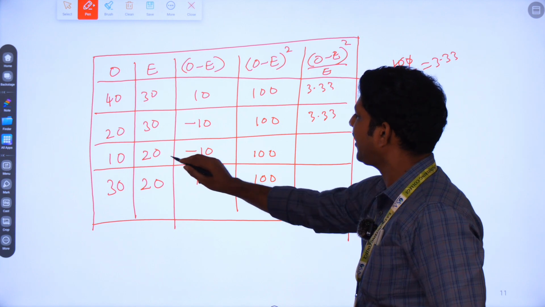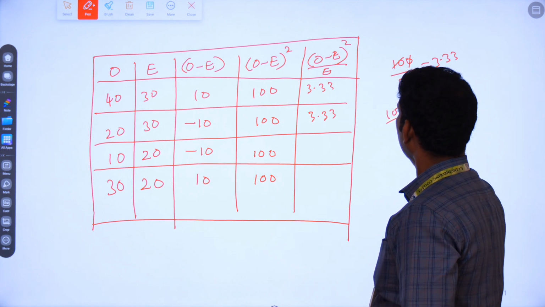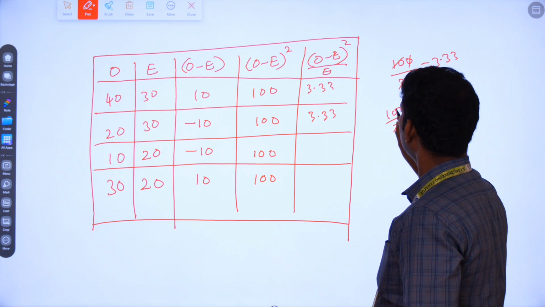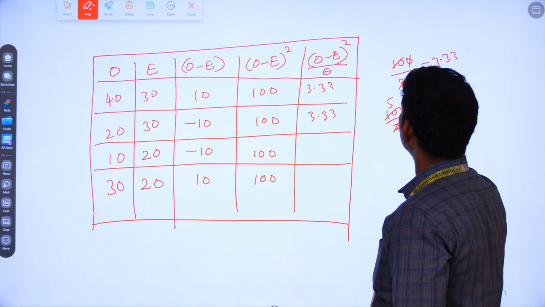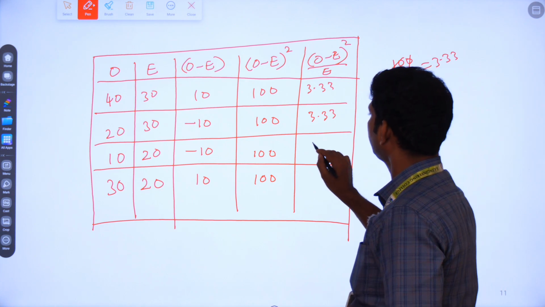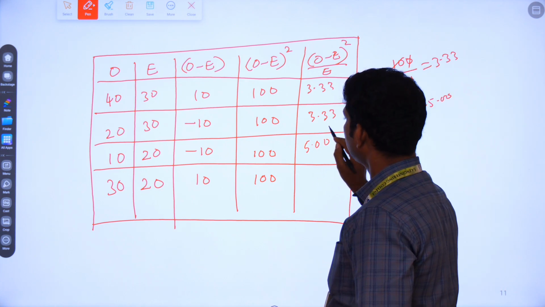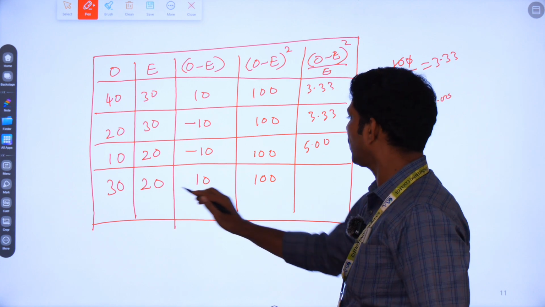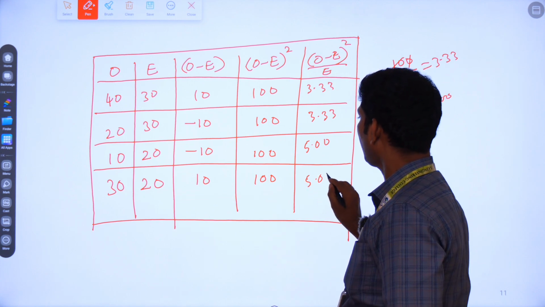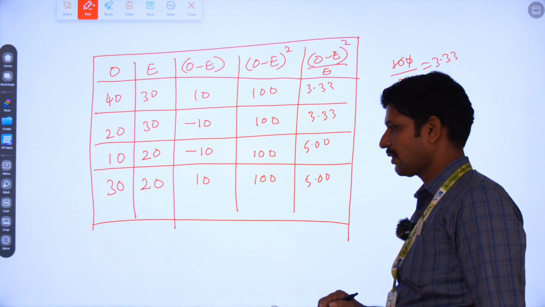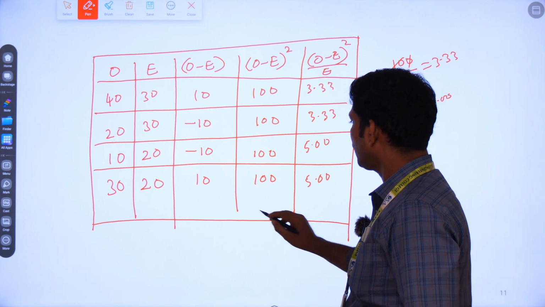So next one, 100 by 20. The 0 will get cancelled, which becomes 5, so 5.00. Again 100 by 20, it becomes 5.00. Now we need to add all the values.